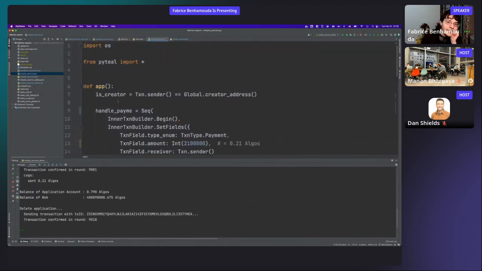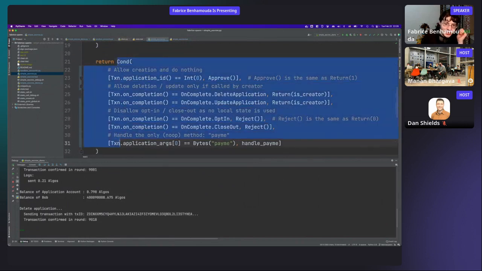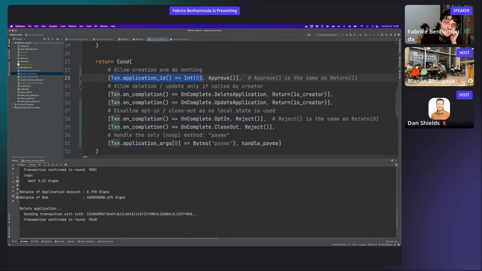you write it in this Python language, which is really Python. The main part of it is this switch or condition. It says, if the application is created, so if the ID is 0, this means it's created, then I just approve, because this smart contract does nothing. It does not store any state, so no need to set up anything. But normally a smart contract at this point would set up the state, its global state.